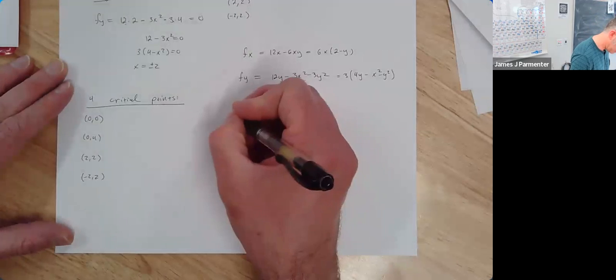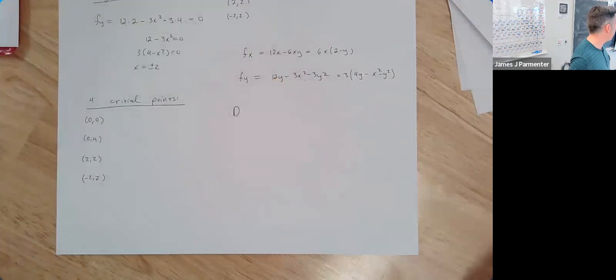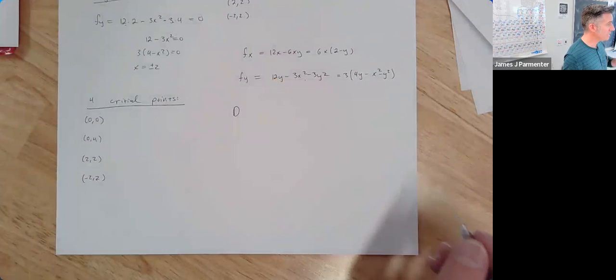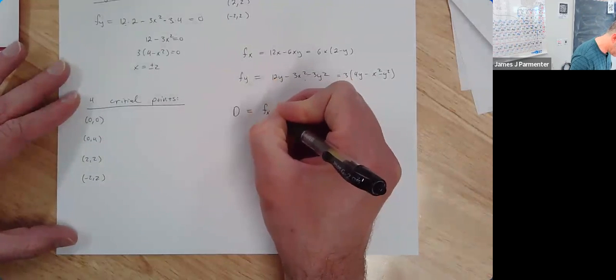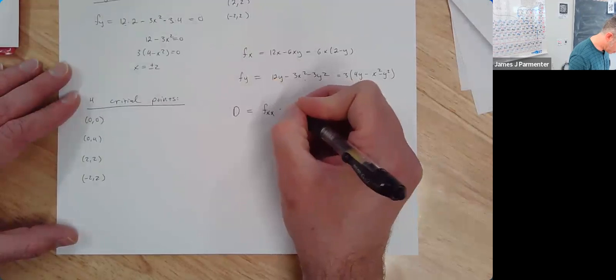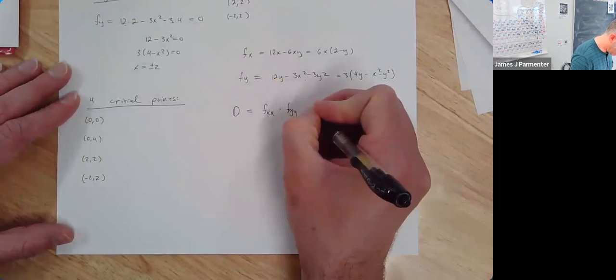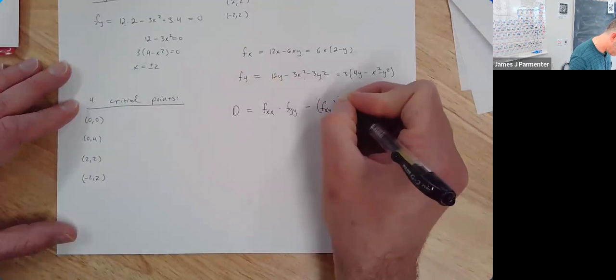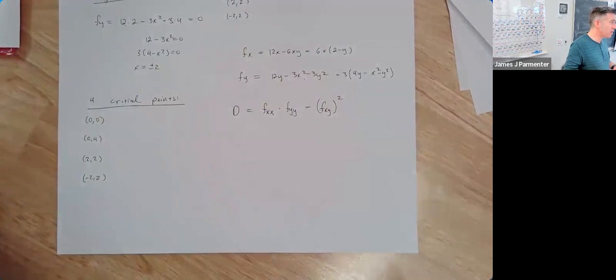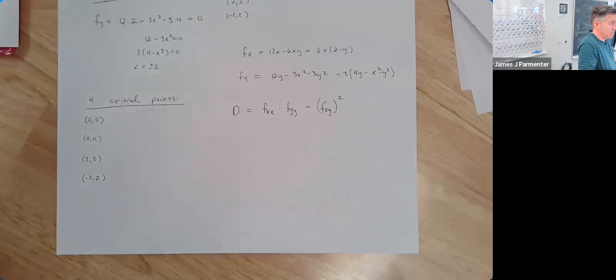We're going to calculate what people typically call a capital D, and we'll call it gamma. One person last quarter called it gamma. Like, that's weird, but some people call it gamma. But here's what D is equal to. It's equal to the second partial with respect to x times the second partial with respect to y minus the mixed partial squared. It doesn't matter which mixed partial we use because we know they're both the same.